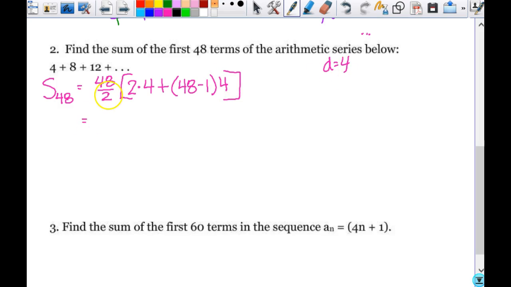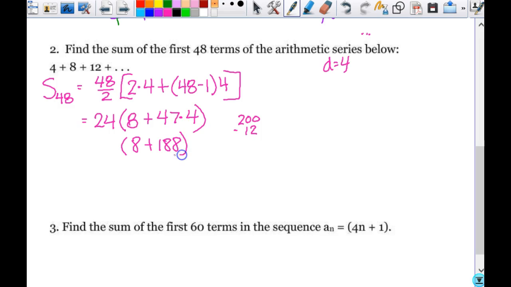So I can go ahead and simplify this. 48 over 2 is 24 times 8 plus 47 times 4. Right? So let's do 47 times 4, and let's do it this way. What's 4 times 50? Yeah, 4 times 50 is 200, but I didn't want 50 of them. So I got to do that difference, which is 3 times 4, and subtract the 12. And what does that give me? 188, right? So 8 plus 188. You could also do 4 times 40, which is 160, and then 4 times 7, which is 28. You add them together, you get 188 there as well.